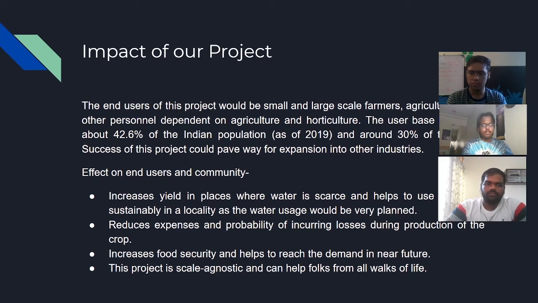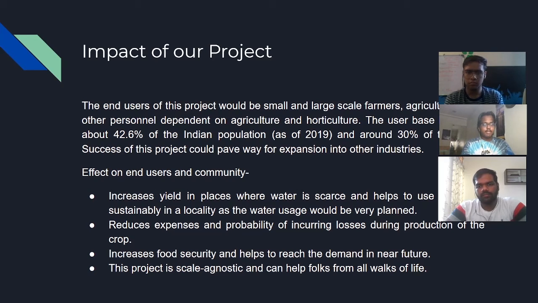And the success of this project could also pave the way for expansion into other industries, or open up a new market as a whole. And the effect of this product on the local community is huge. First thing is, it increases the yield in places where water is scarce, and it improves food security, and it helps use water sustainably along with other resources. And the usage of resources would be very much planned.